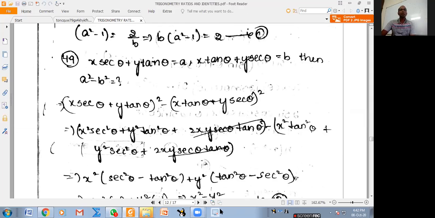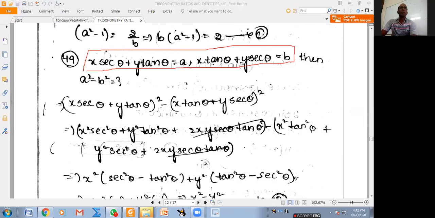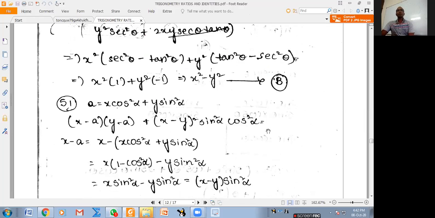For example, here, just by looking only, you can understand by squaring and subtracting, theta will get eliminated. How? Here I have x secant theta, here I have x tan theta. When I square and subtract, secant square minus tan square is 1. Here y tan theta, y secant theta, when I square and subtract, tan square minus secant square is minus 1. And here 2xy secant theta tan theta, here 2xy secant theta tan theta cancel. So when you take a square minus b square, you ended up with x square minus y square because of using the formula that secant square minus tan square is 1.